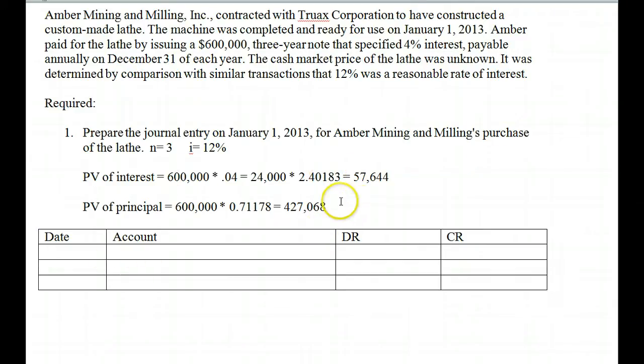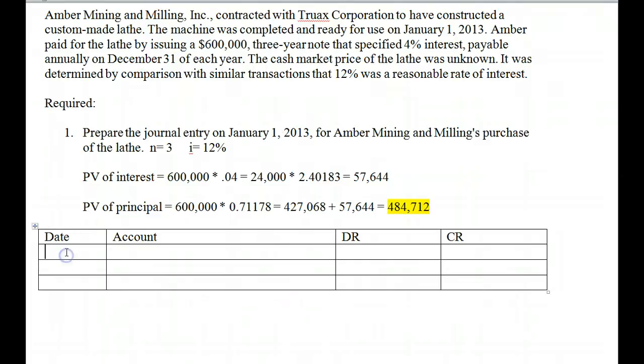So what do we do? We add those two together. So if you take that 427 and you add the 57,644, you come up with a value of 484,712. If I can read my handwriting there. So that is the actual value of the machine. That breaks out any interest that was embedded in that 600. We have to assume that a portion of that 600,000 was going to pay interest on this unrealistic note.